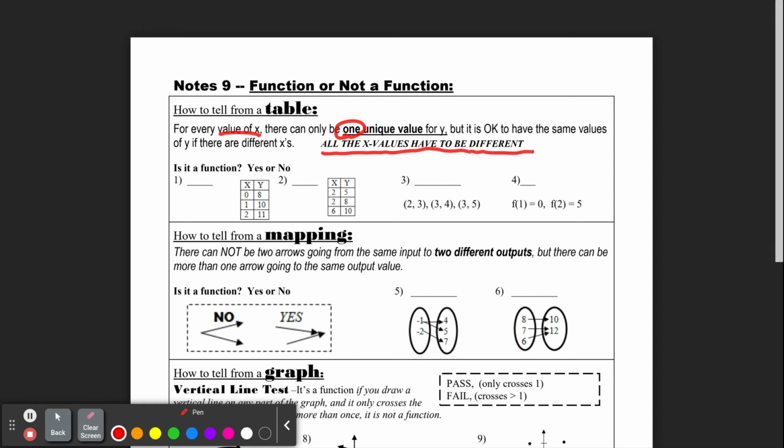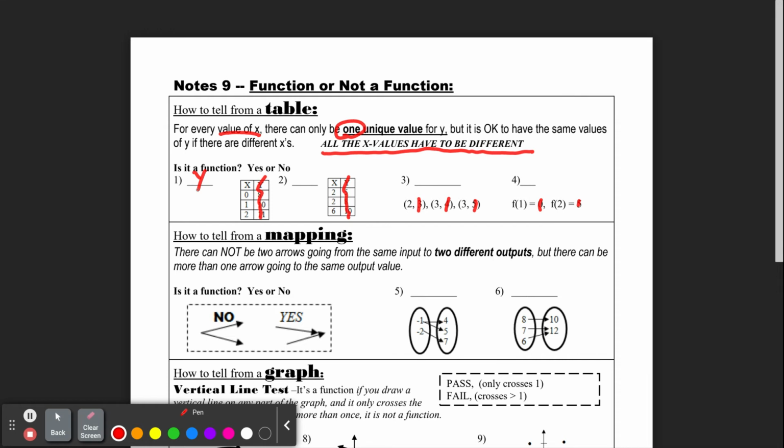So on number one, you don't even have to look at the y's. Don't look at the y's on any of them. None of them. Just look at the x's. So on number one, your x's are 0, 1, and 2. So yes, this is a function.